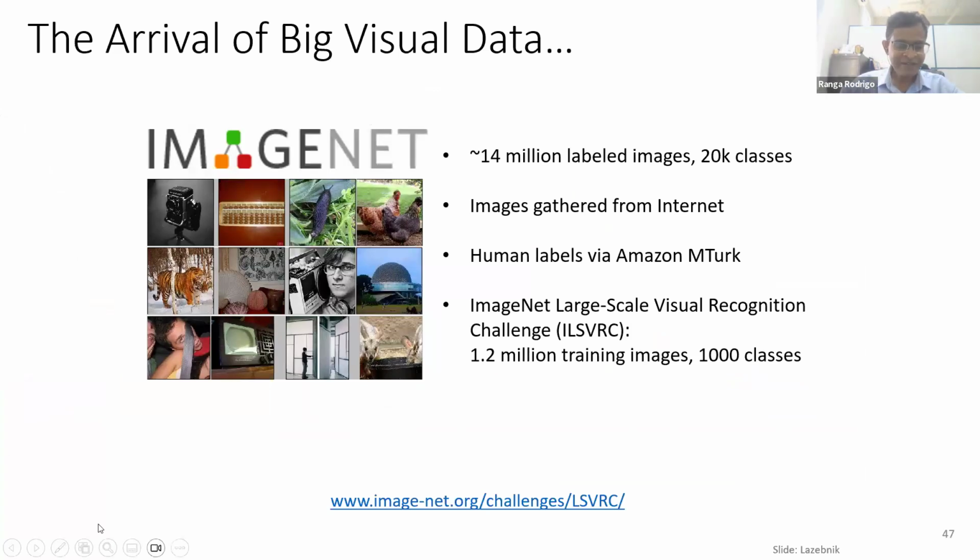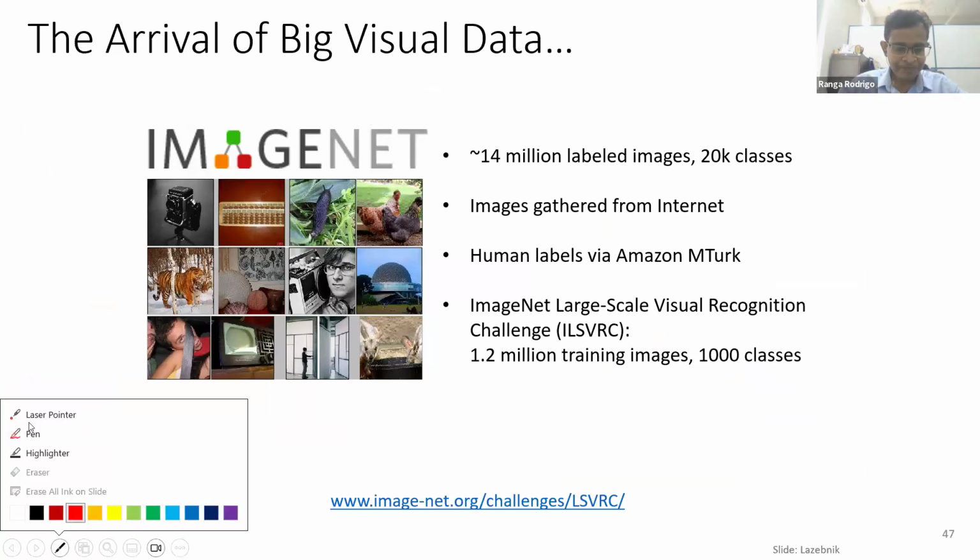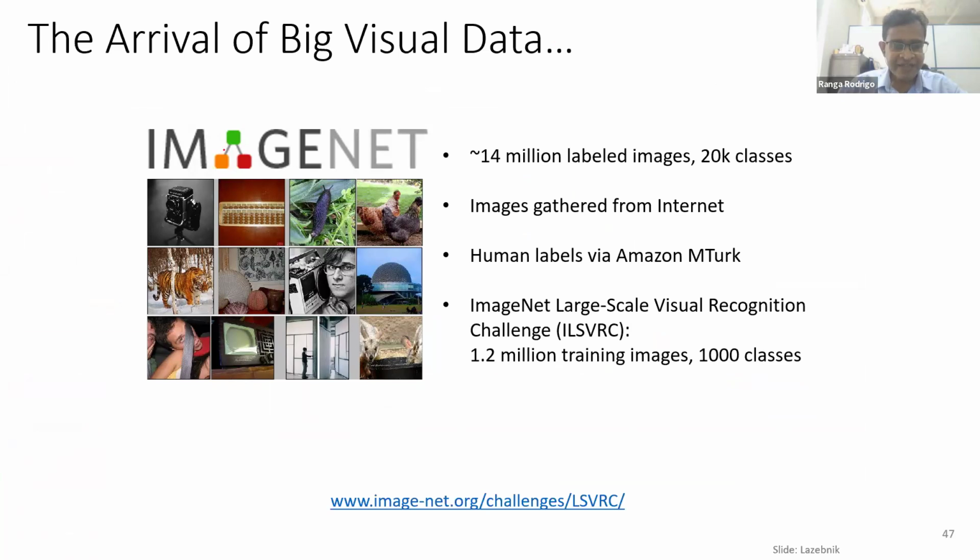Okay, we start from here. All these things were prior to the advent of ImageNet. ImageNet, as we discussed, was built by Professor Fei-Fei Li and her student, and it has 14 million labeled images with 20,000 classes. But what became very popular is the ImageNet Large-Scale Visual Recognition Challenge, called ILSVRC, with 1.2 million images and 1,000 classes.